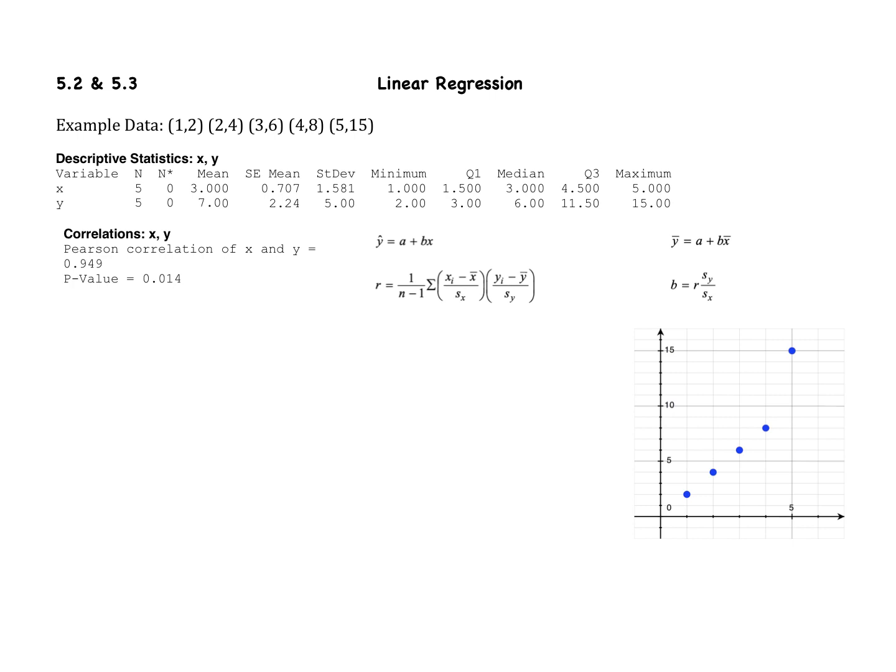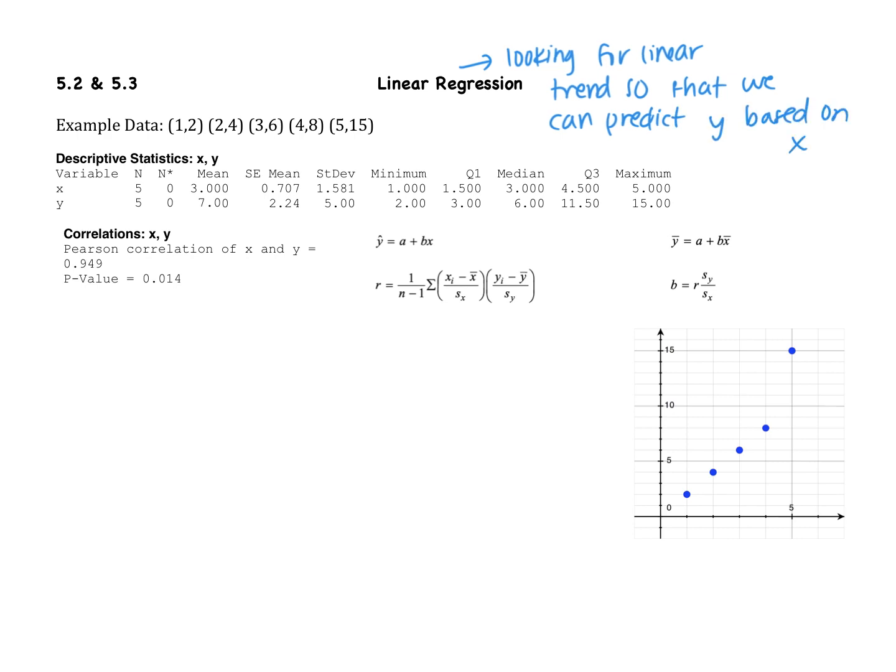We talked about the idea with regression, so I want you to write this down, is we are looking for a linear trend so that we can predict y based on x. So this is the whole idea with regression. We're looking for a relationship so that if we have an x value, we can use it to predict a y value. That's what we're going to do today. We're actually going to find that linear relationship.